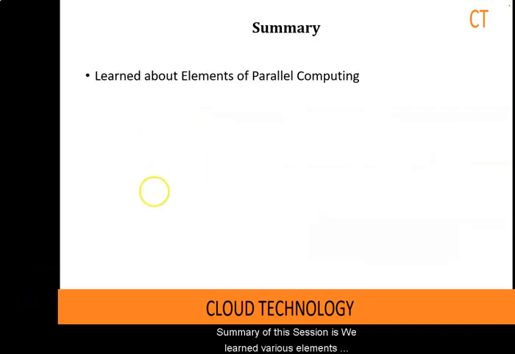The summary of this session is we learned various elements of parallel computing such as single instruction single data systems, single instruction multiple data systems, multiple instruction single data systems, multiple instruction multiple data systems.